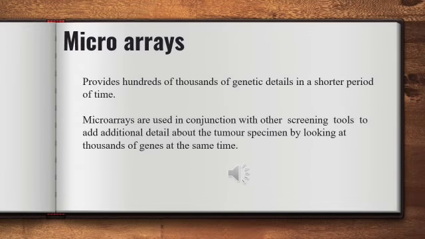Microarrays. Provides hundreds of thousands of genetic details in a shorter period of time. Microarrays are used in conjunction with other screening tools to add additional detail about the tumor specimen by looking at thousands of genes at the same time.